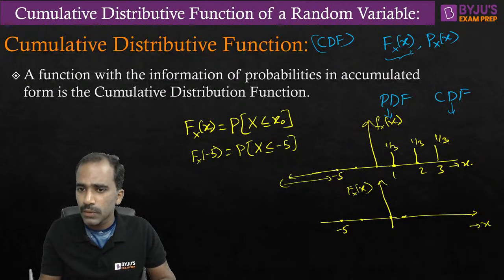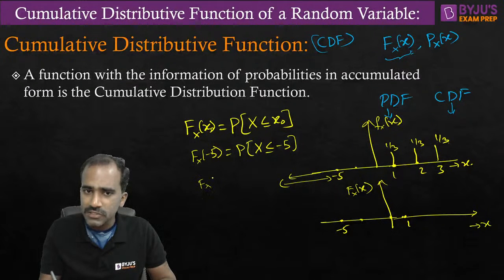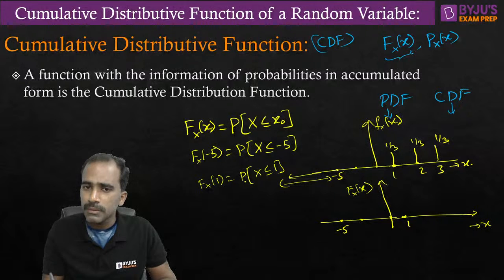And at 1, what is happening? At just 1, there is something to accumulate. Try to understand the meaning of this. F_X of 1. What is the meaning of F_X of 1? It is the probability that x takes a value less than or equal to 1. Accumulate all the probabilities of the random variable taking values less than or equal to 1. From minus infinity till 1, whatever the probabilities of the values of the random variable are, just add them up. So keep on adding 0 plus 0 plus 0 plus 0 till 1, it is 1 by 3. All zeros plus 1 by 3 is 1 by 3. So the height is 1 by 3.